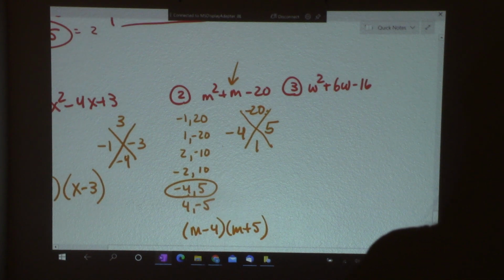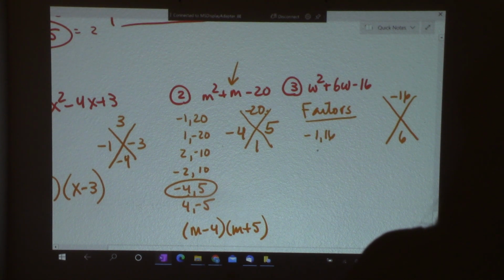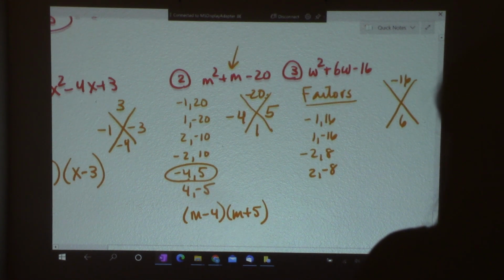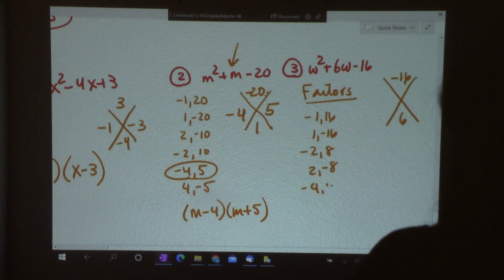Okay? Now over here, I've got -16 and +6. So what are my factors? I have -1 and 16, 1 and -16. Does 2 go in? Yes. Does 3 go into 16? No. How about 4? Yep. And it doesn't matter. I don't have to write that one twice, because only one of the 4s would be negative. Okay, so which 2 add to be 6?